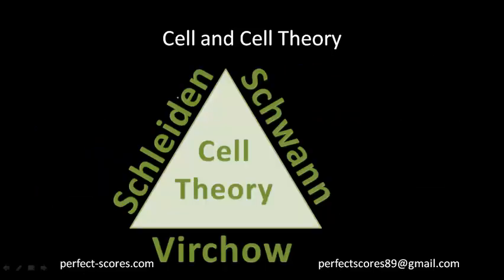As you can see in this diagram, the three people that helped in finding the cell theory were Schleiden, Schwann, and then came the third one, Virchow. That was about 17 to 20 years later than what Schleiden and Schwann found.